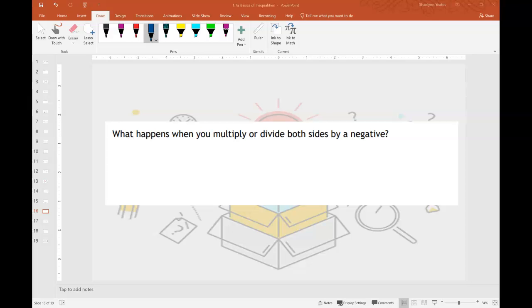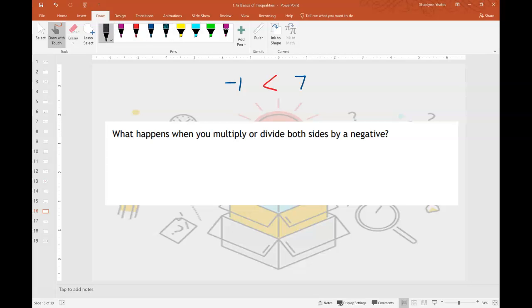All right, what happens when you multiply or divide both sides by a negative in an inequality? So I'm going to show you this by an example first, and then we'll talk about it. Let's say I have -1 and 7. Right now, which one's greater? It's the 7. The 7 one is the one that's greater.